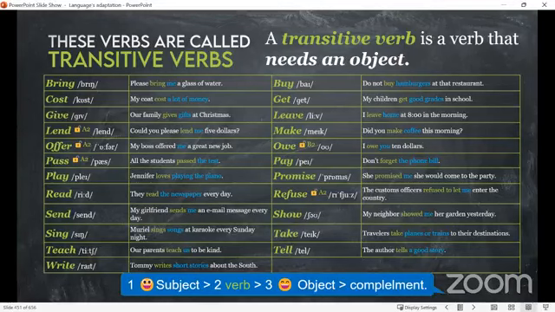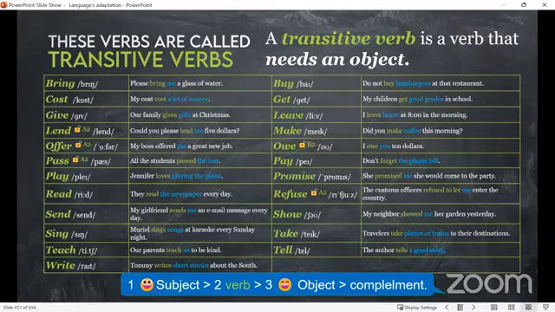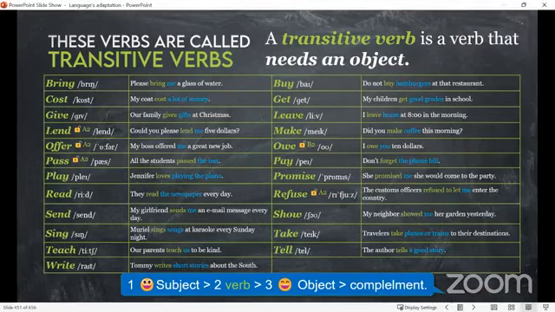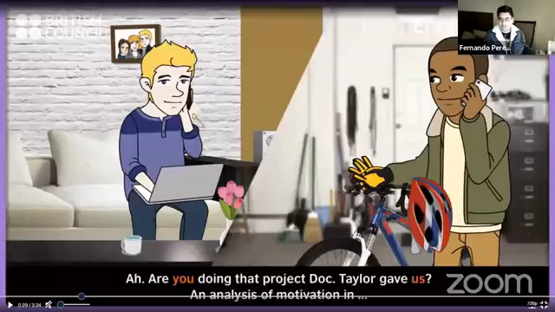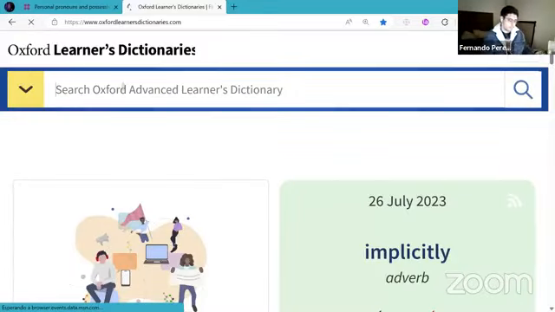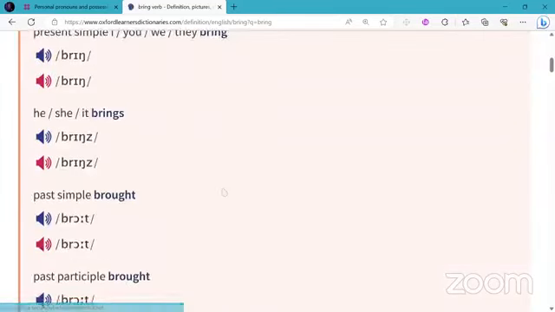The other day, my mom bring us some. Are you talking in past? Bring it. Bring is irregular. Wrong. Pronunciation. Okay. Let's go to the dictionary. Press bring. And here's the past.